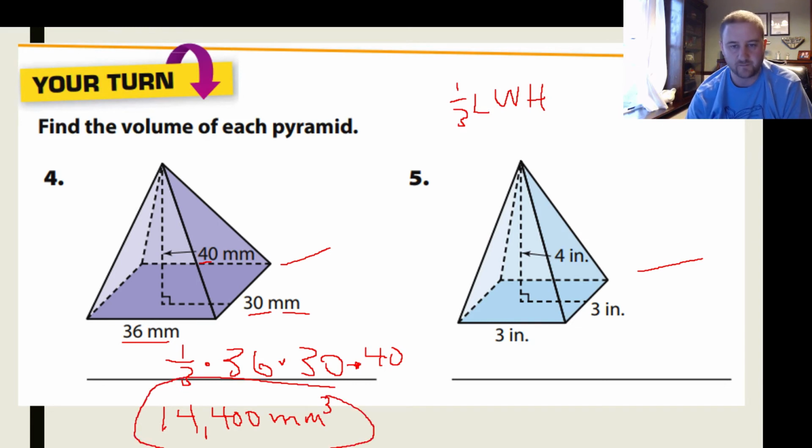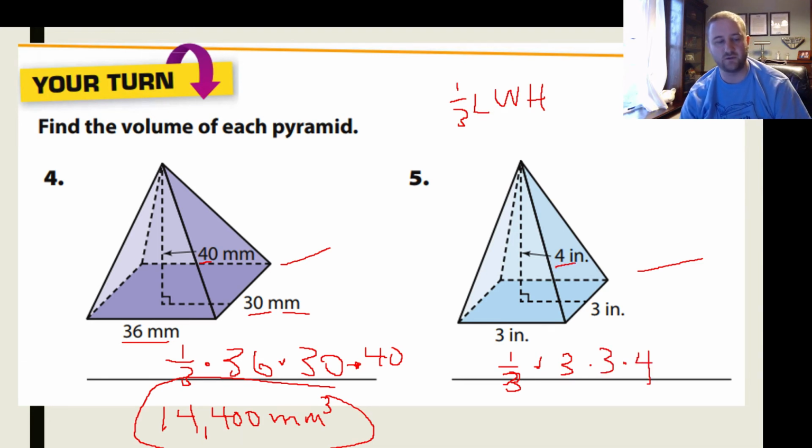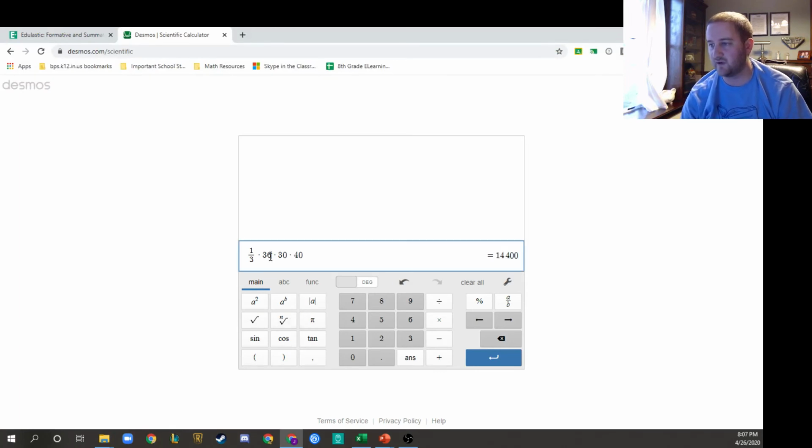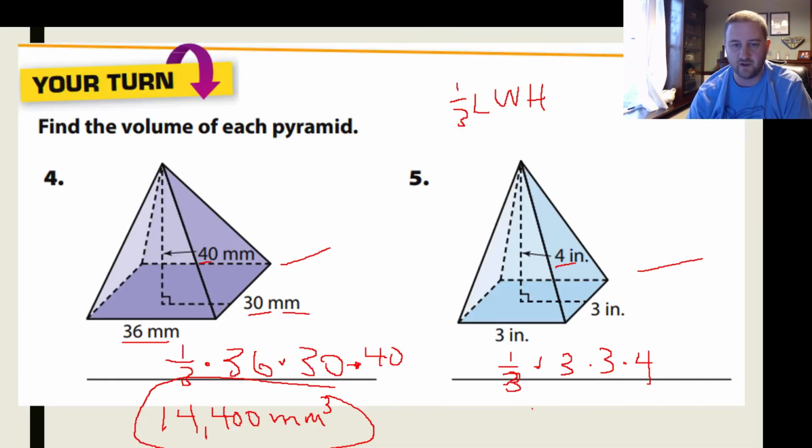Okay. This one, length times width times height, so 1/3 times length times width, and then our height is 4. Okay, so it's going to be 1/3 times 3 times 3 times 4. And we get a volume of 12, and that's going to be inches cubed.